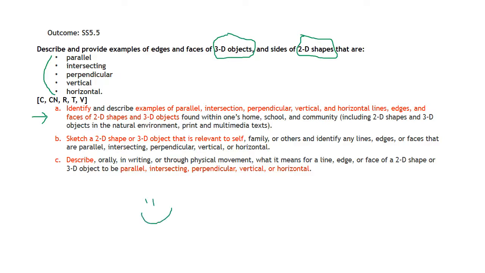An object that is relevant to yourself and be able to tell someone that it's parallel, it's intersecting, or it's perpendicular, vertical, or horizontal. And the last one, C, says you can describe your shape, whether that is by telling someone, you could describe it in writing, or you could just show someone physically through moving something what it means for a line or an edge or a face of a 2D or 3D shape to be parallel, intersecting, perpendicular, vertical, or horizontal. So on with the show. Let's find out what these words mean.